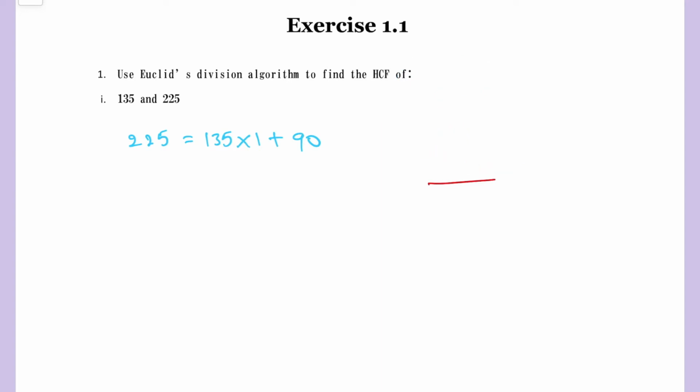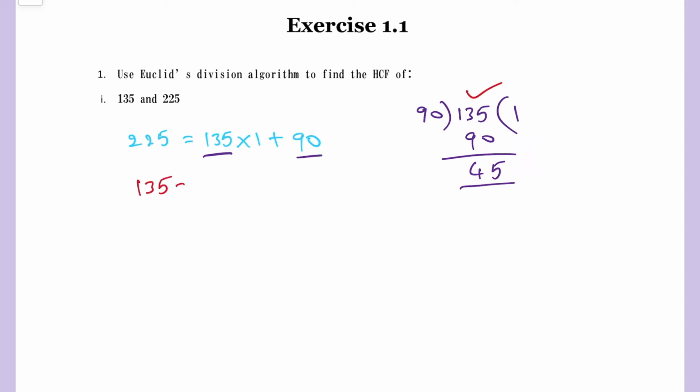Now from this step we need to pick our divisor and remainder, and again do division of these two numbers. So for 90 and 135, 90 ones are 90. 5 minus 0 is 5, 13 minus 9 is 4, so the remainder is 45. Again we write dividend 135 equals divisor into quotient, 90 into 1, plus remainder 45.